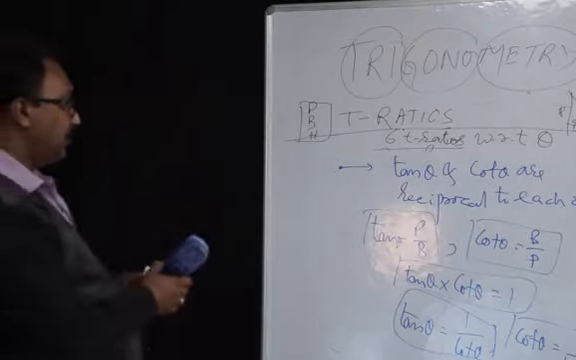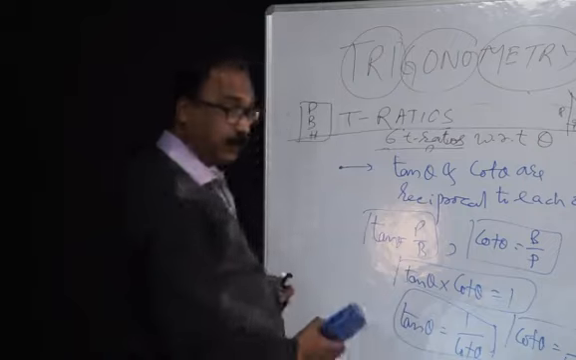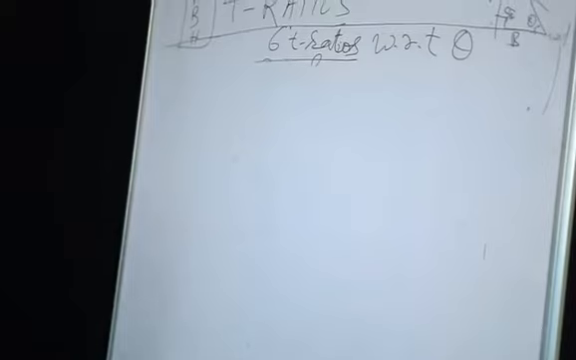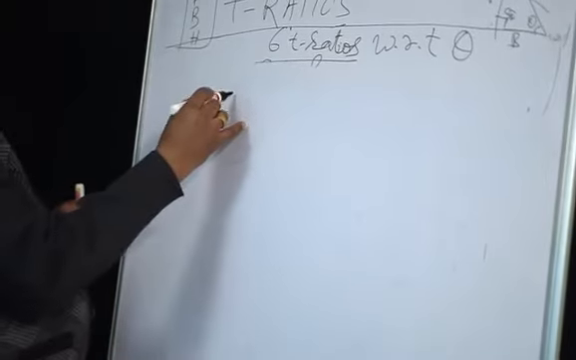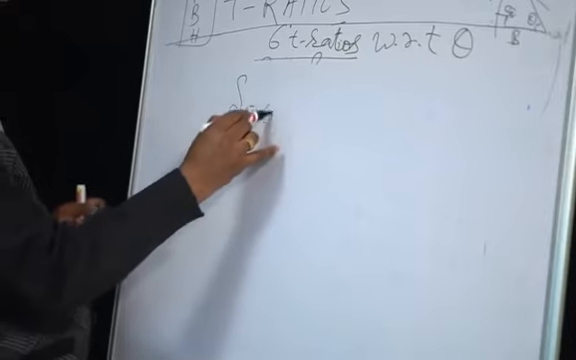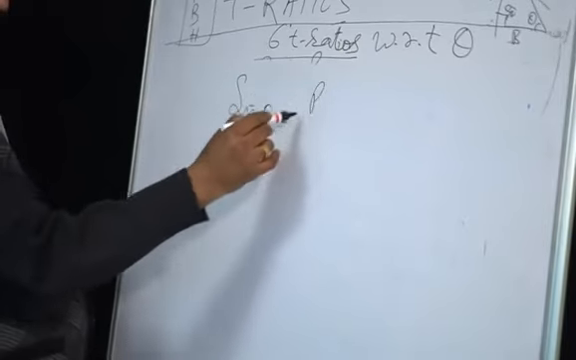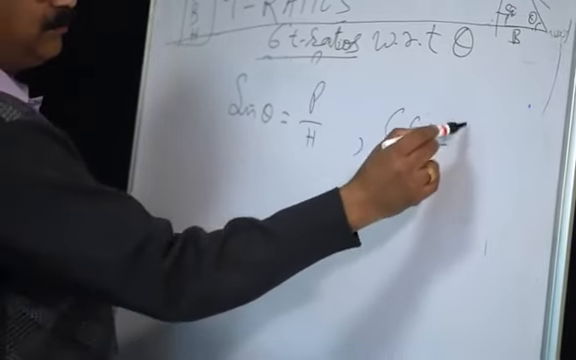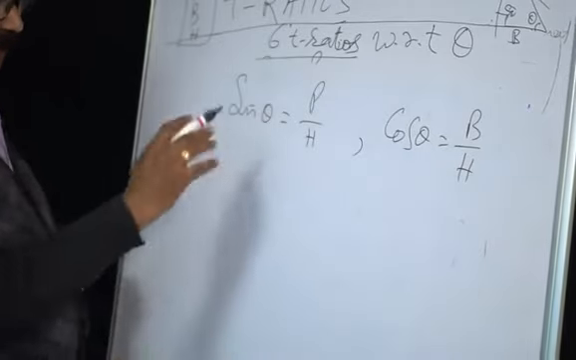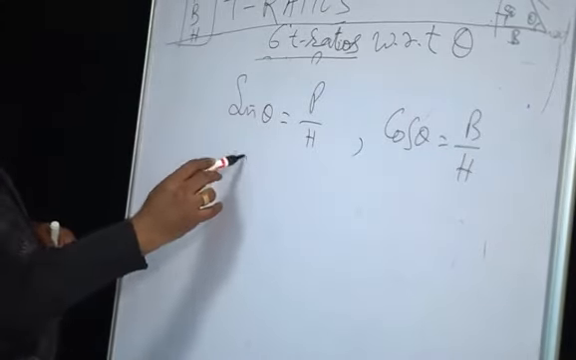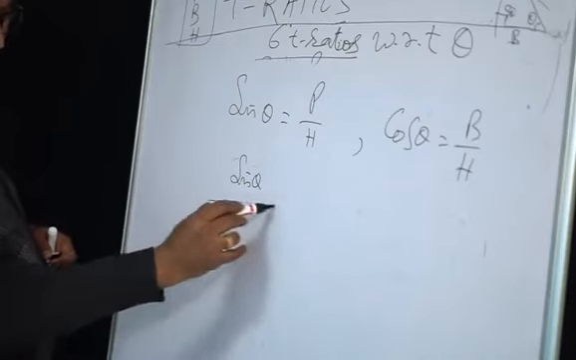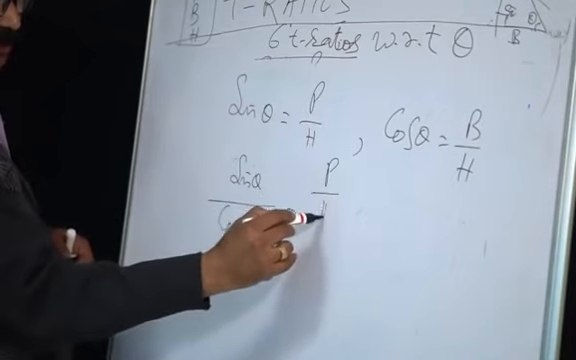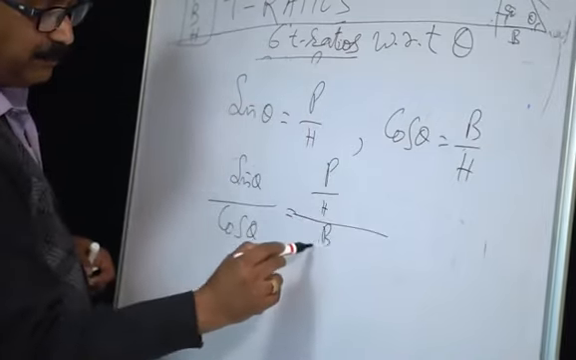Okay. Now we come to another 2 clues between tan and cot. Clear? Look at here. What we know is the sine theta formula and the cos theta formula. If I divide these two, what will happen? Like sine theta divided by cos theta. Clear?